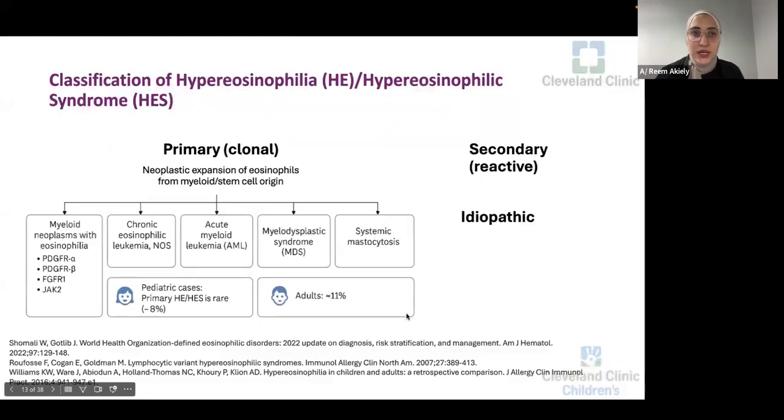In terms of primary or clonal HE or HES, the etiology is usually a neoplastic expansion of eosinophils from myeloid or stem cell origin. One big group under this umbrella is the myeloid neoplasms with eosinophilia involving tyrosine kinase mutations, including platelet-derived growth factor alpha and beta fusion rearrangements, fibroblast growth factor receptor 1, and JAK2 mutations. Other subgroups include chronic eosinophilic leukemia, acute myeloid leukemia, MDS, and systemic mastocytosis. It's important to note that in adults, these comprise almost 11% of HE cases. However, in pediatrics, it's less, accounting for approximately 8% of these cases.